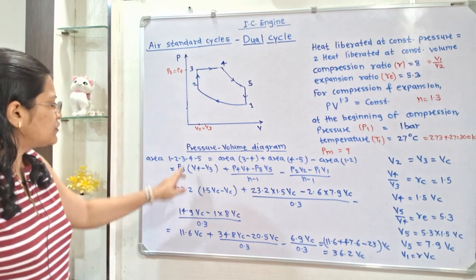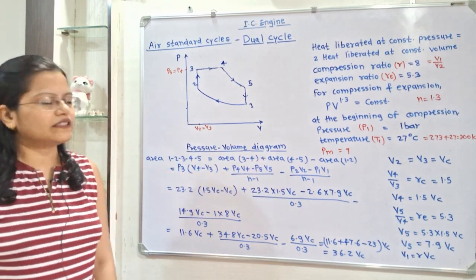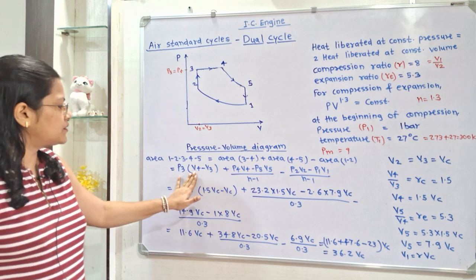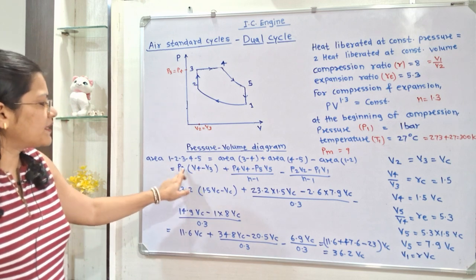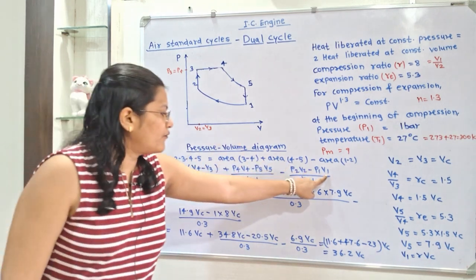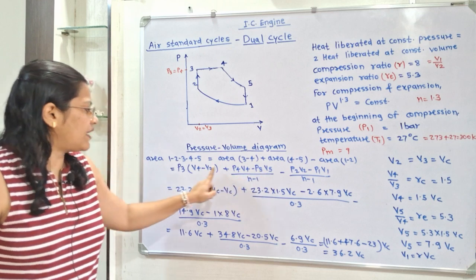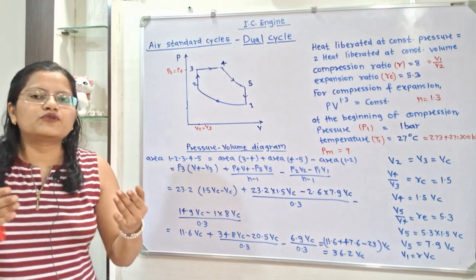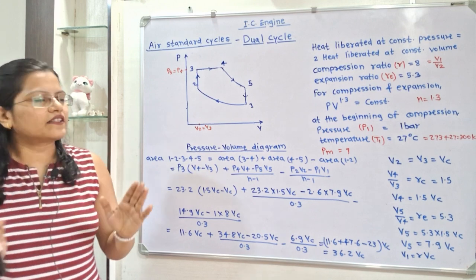So earlier we have seen the formula to calculate this. So P3 (V4 minus V3). Now if we observe, we know the value of P3, P4, P2 and P1, but we don't know the value of V1, V2, V4, V5 and V3. So we will convert all these volumes in terms of Vc, that is clearance volume.